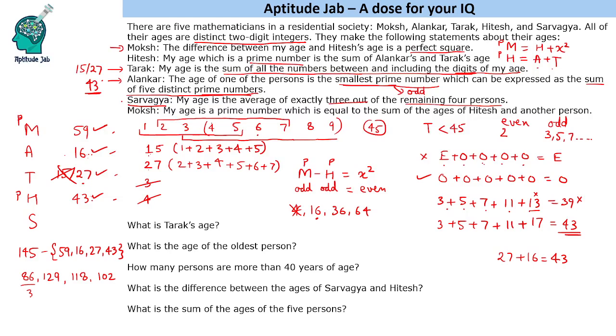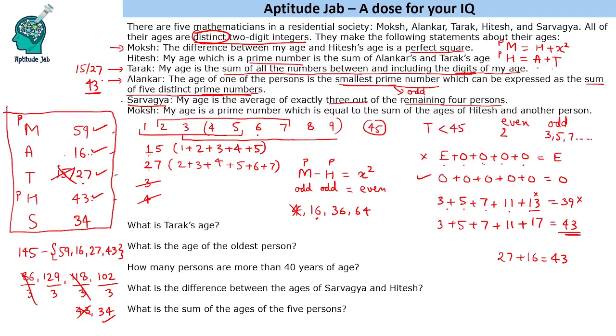Right? So since it's an average, we'll divide by 3. Now this is not divisible by 3. This is not divisible by 3. This gives us 43 and this gives us 34. Okay. Now coming to the condition given here, that the numbers are distinct. Okay. So we cannot have 43. So this should be 34. So we get the age of Sarvagya as 34. So these are the ages of all these 5 people. Now we can answer the questions based on it.